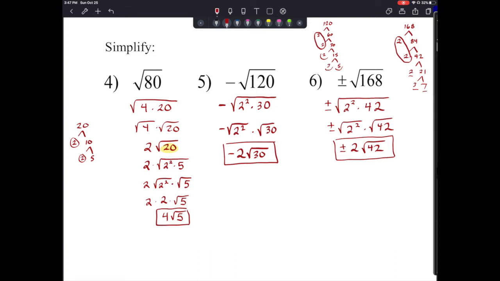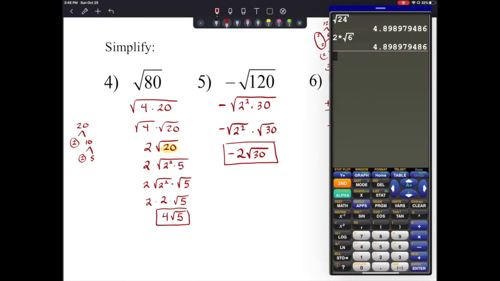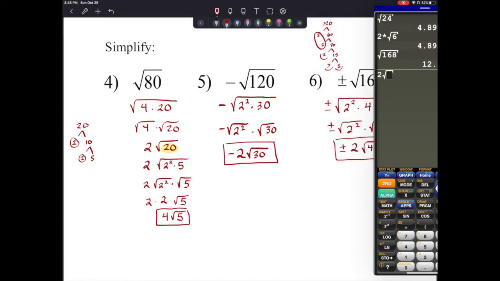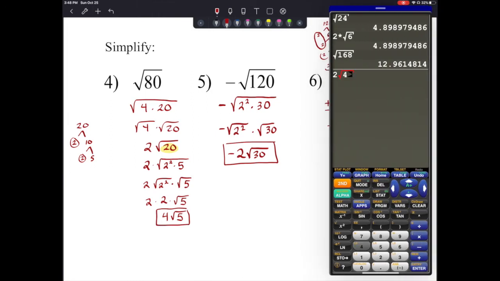If you're not sure, go down in and do second square root 168, enter, and then do your 2 times the square root of 42. And you see you have the same value.